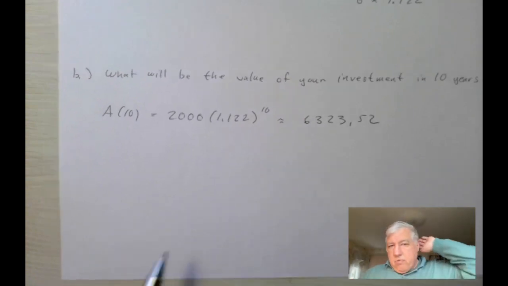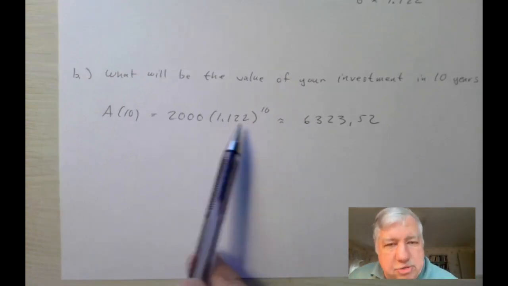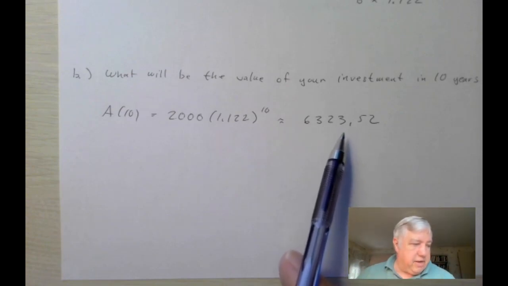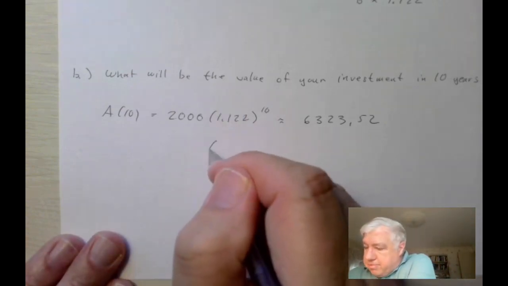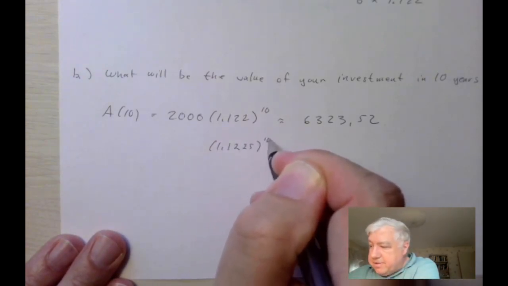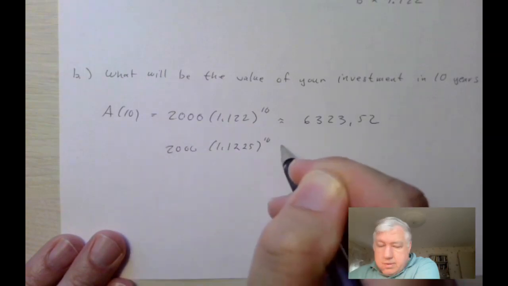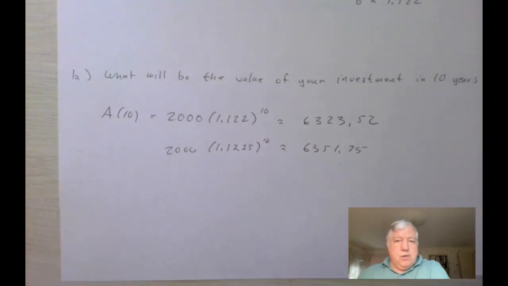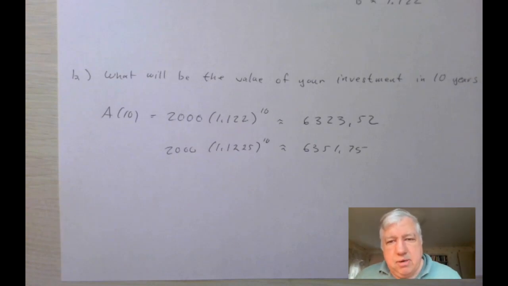Now, of course, if you have more digits here, you're going to get a slightly different answer. If you do this with 1.1225 to the 10th, this turns out to be 6351.75. So the more digits you have, the more accurate your final answer will be.